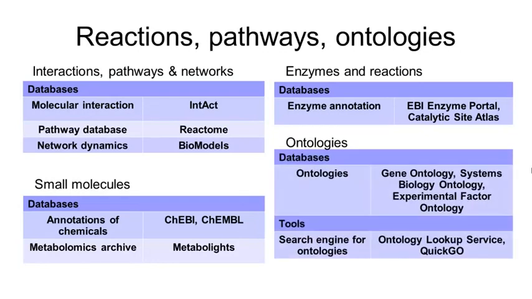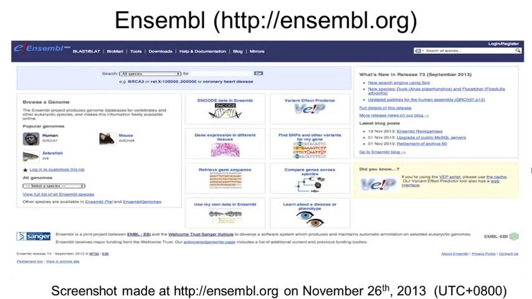Ontologies include the Gene Ontology, which we had talked about at length in earlier lectures, as well as Systems Biology Ontology and Experimental Factor Ontology. Search engines for ontologies include Ontology Lookup Service and QuickGO. Let's now look at some of the resources in a little more detail.